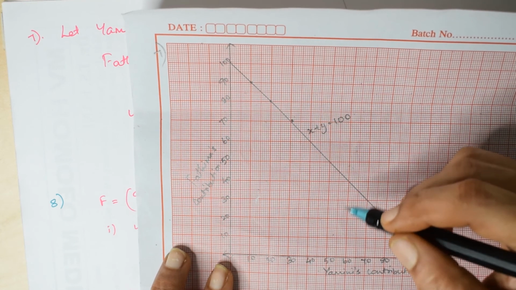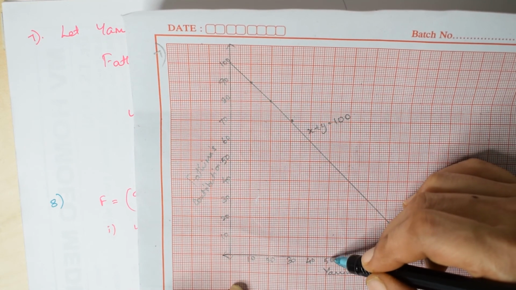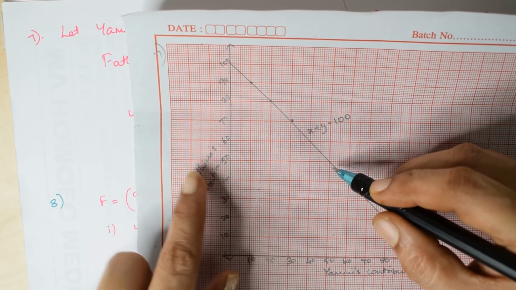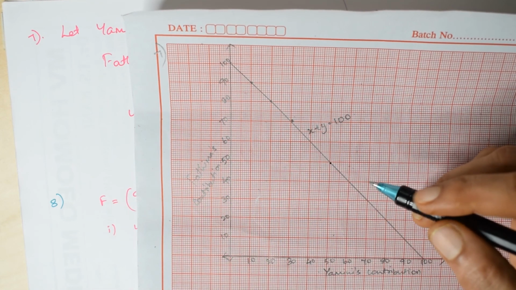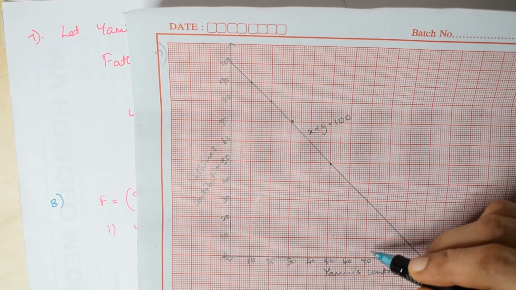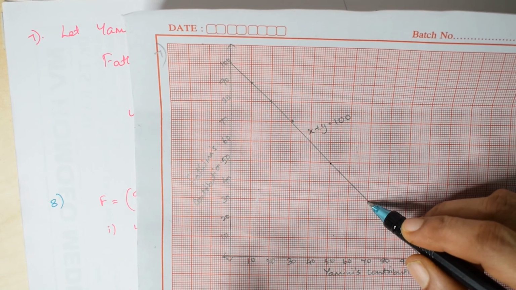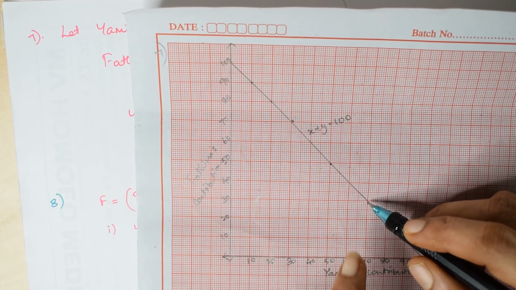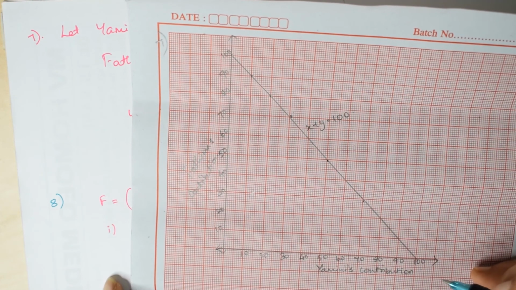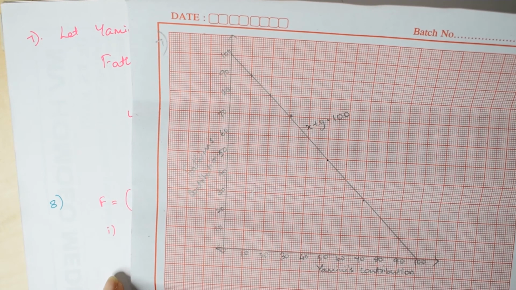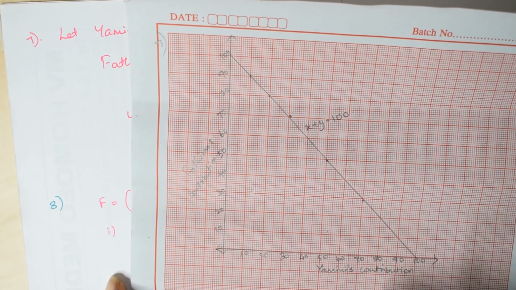At any point, suppose Yamini has given 50, we can find that Fatima has also contributed 50. This is what the graph helps with. Suppose Yamini has contributed 70, then Fatima's contribution is 30. Without even calculating, when you draw the straight line, you can predict the other person's contribution. For that only we are using the graph.